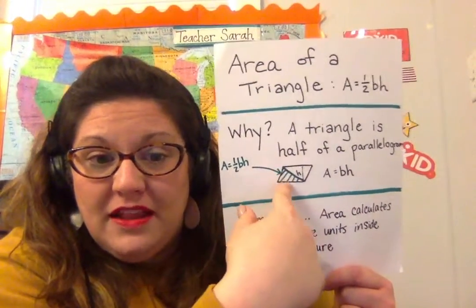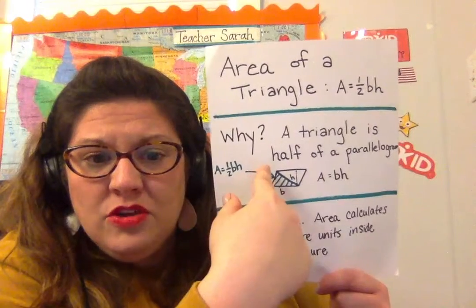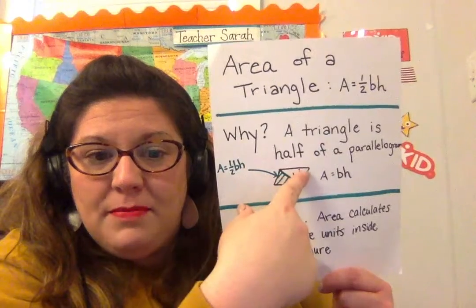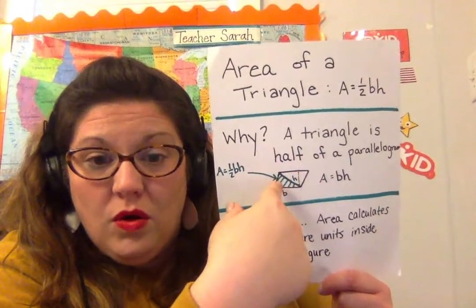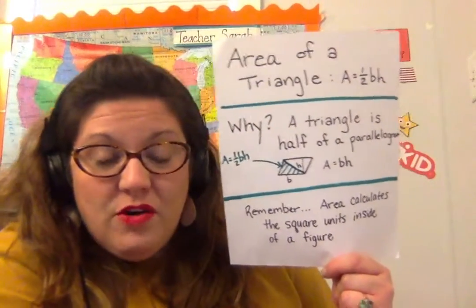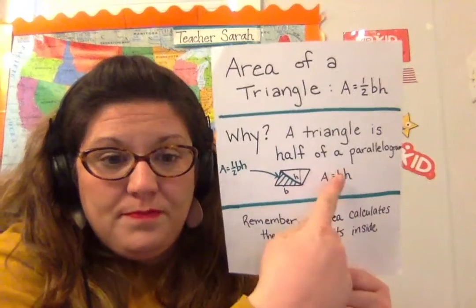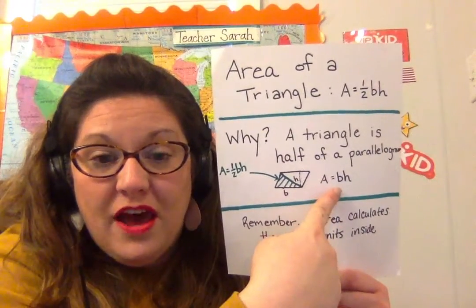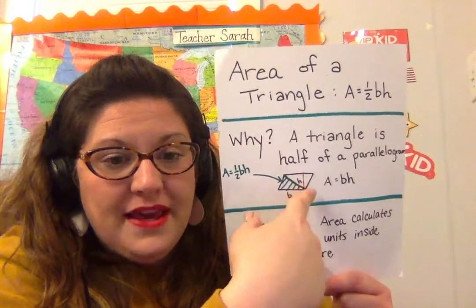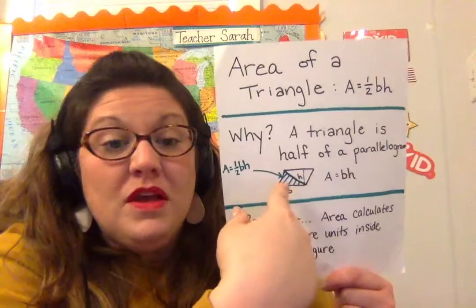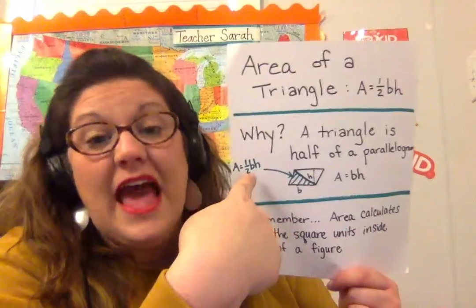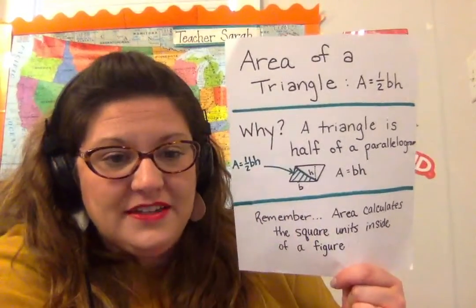If you take a parallelogram like I've drawn here, and you draw a diagonal down that parallelogram, you can see that it divides the parallelogram into two equal triangles. So, really, a triangle is half of a parallelogram. The formula for finding the area of any parallelogram is the base times the height, B base times H height. So, since a triangle is half of a parallelogram, our formula is half of the base times the height.